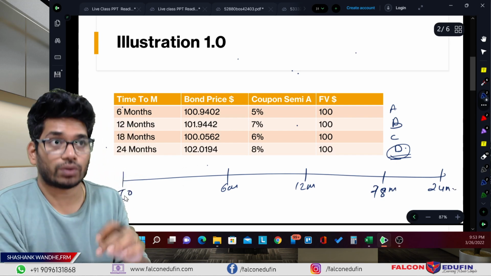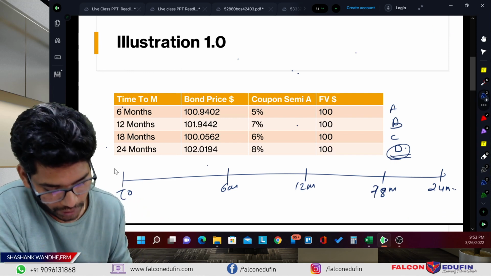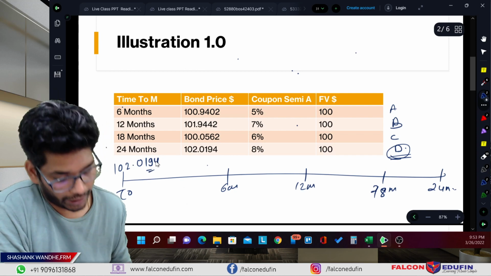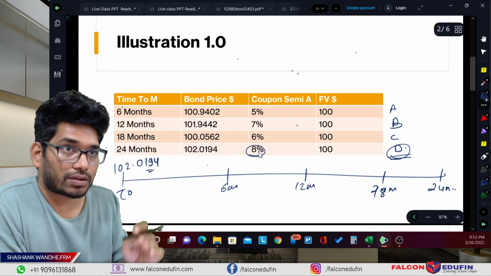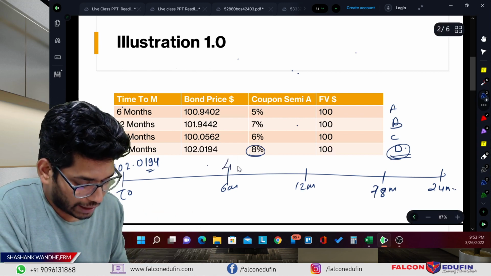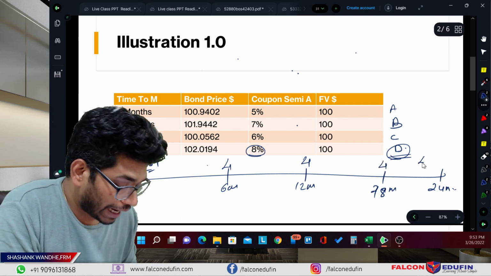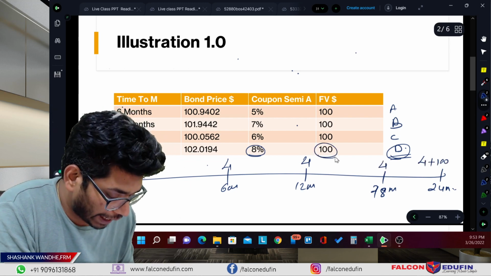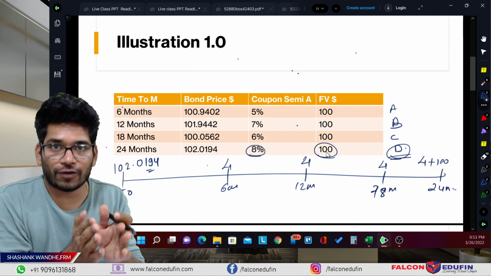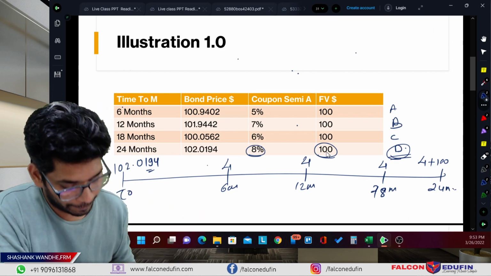And this is time t0 today, and we have the bond price which is applicable for today. What is the price here? It is 102.0194. The bond bears a coupon of 8% semi-annual, meaning you will get 4 in 6 months, 4 in 6 months, 4 in 6 months, and 4 plus your face value, the maturity value, at 24 months. So the cash inflow works like 4, 4, 4, and 4 plus 100.